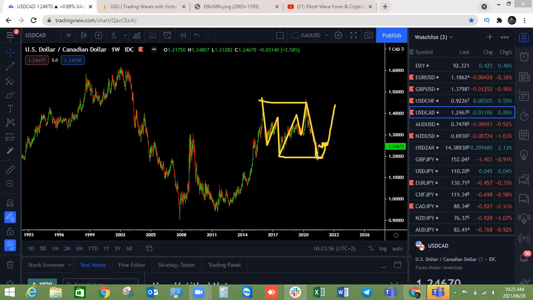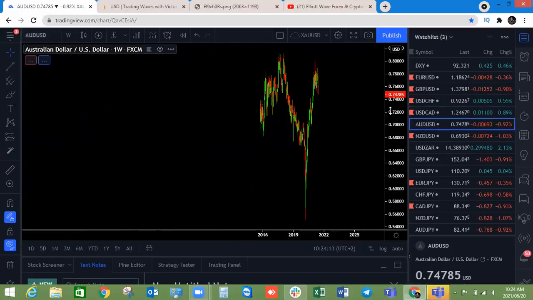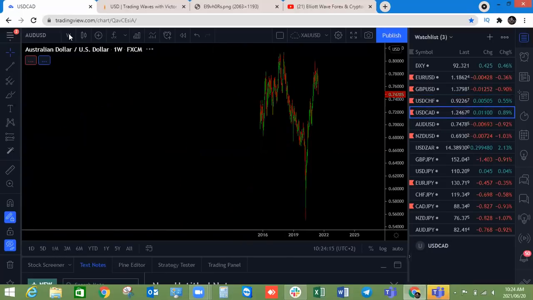So these 5 waves is what we've been trading up until we got to 120. We've now made an impulsive move to the upside. We can start looking for trade setups to the upside on US dollar CAD, and it's looking good for more upside. Let's have a look at the lower degree on US dollar CAD and look at the 4 hour.